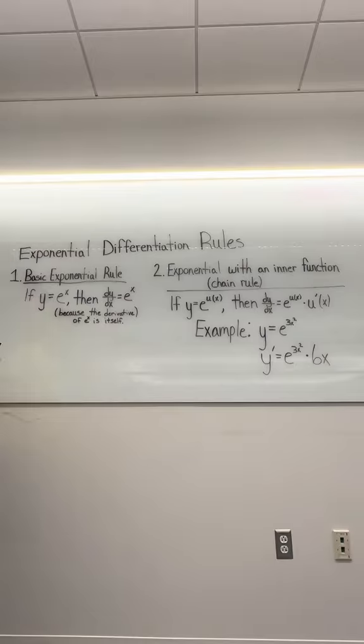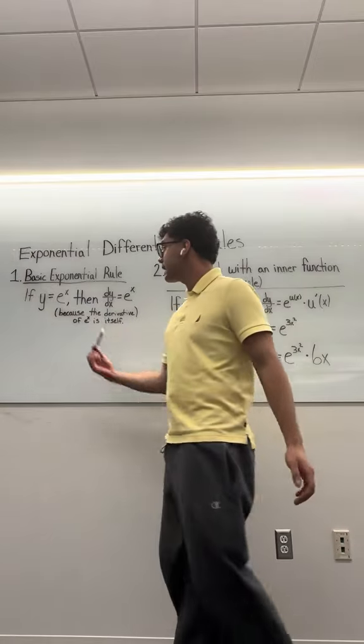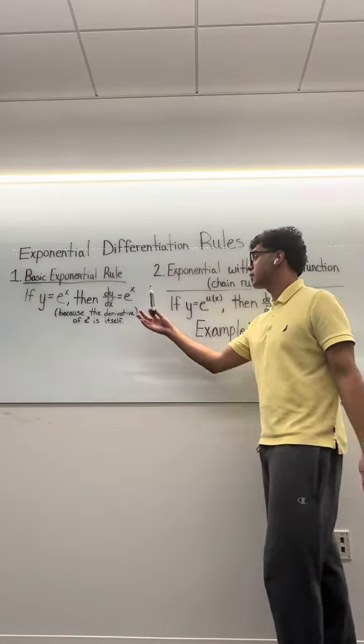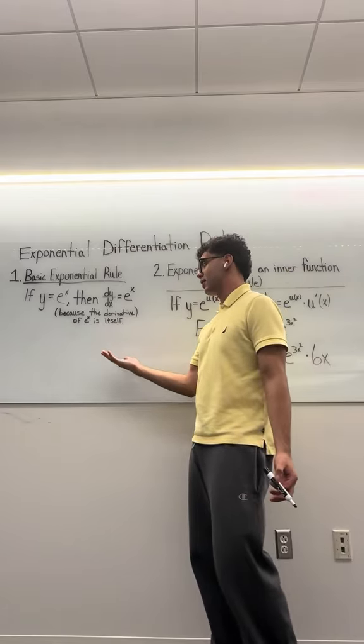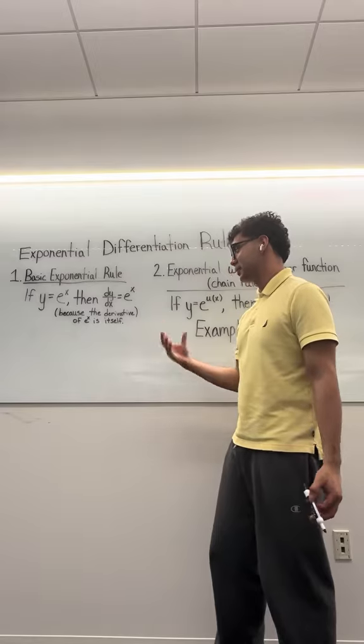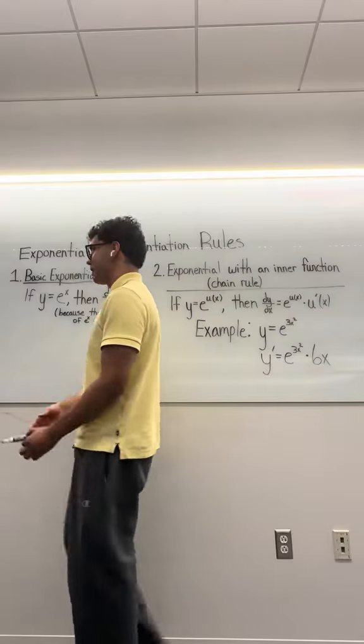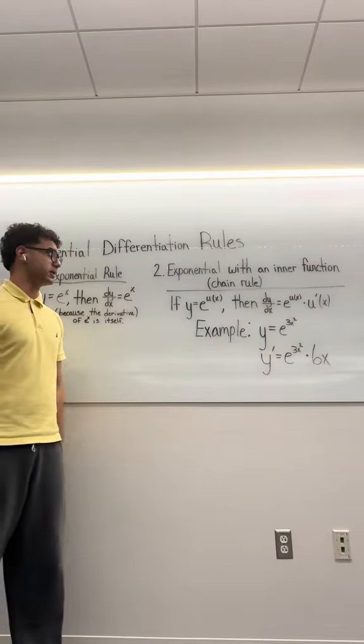So anyways, basic exponential rule: we know that if y equals e to the power of x, then the derivative of e to the power of x is literally e to the power of x, because the derivative of e to the power of x is itself, and we know that is an ingrained rule in calculus.